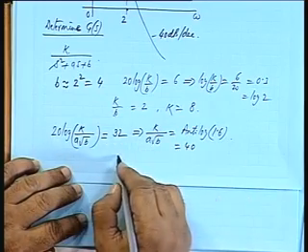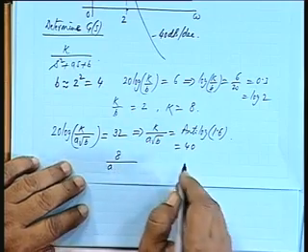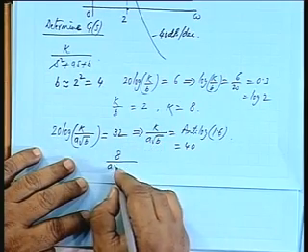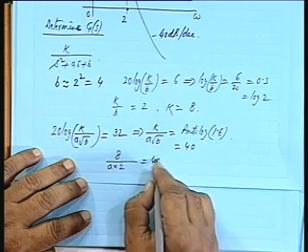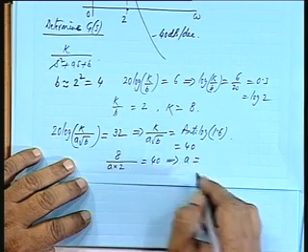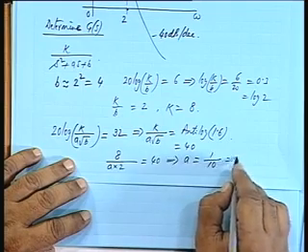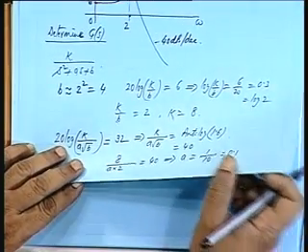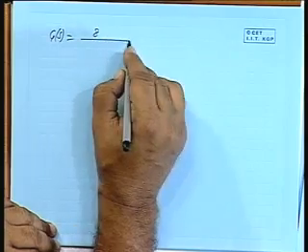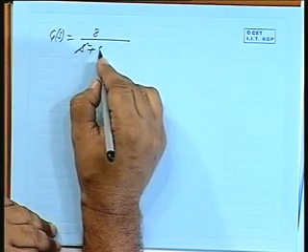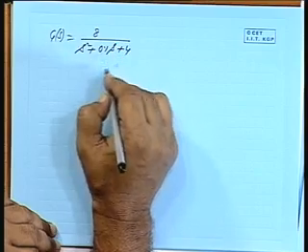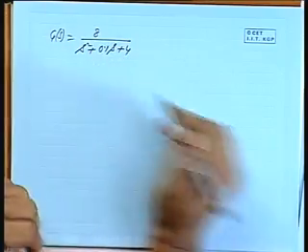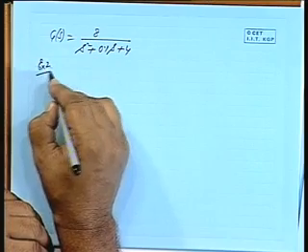So k is 8, a is not known, root b is 2, which is equal to 40. So how much is a? 1 by 10, 0.1. Is that all right? So what will be the function G(s)? Therefore G(s) is 8 by s squared plus 0.1s plus 4, as simple as that. Any question?